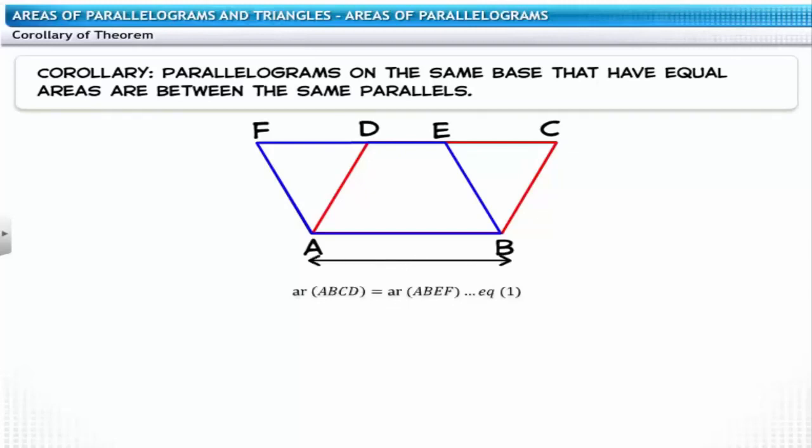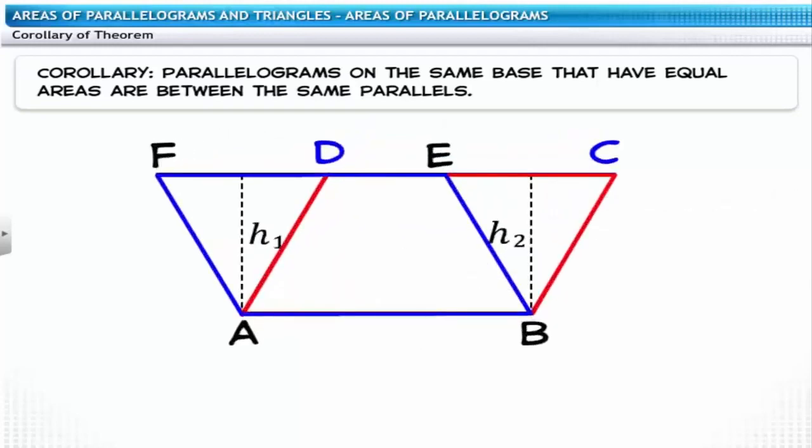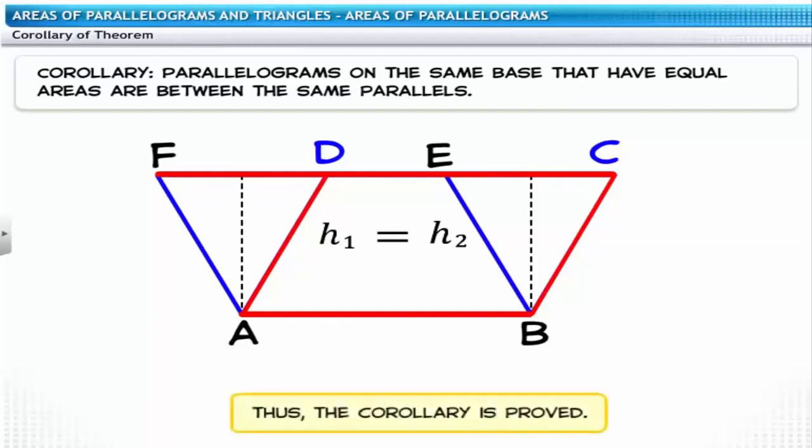Let's assume the bases of the parallelograms are B and the heights are h1 and h2 respectively. Applying the formula for area of a parallelogram, we can express equation 1 as follows. Cancelling B that is common in both sides, we get h1 is equal to h2. As the heights of the parallelograms ABCD and ABEF are equal, the common base AB and the opposite side FC are parallel. Thus, the corollary is proved.